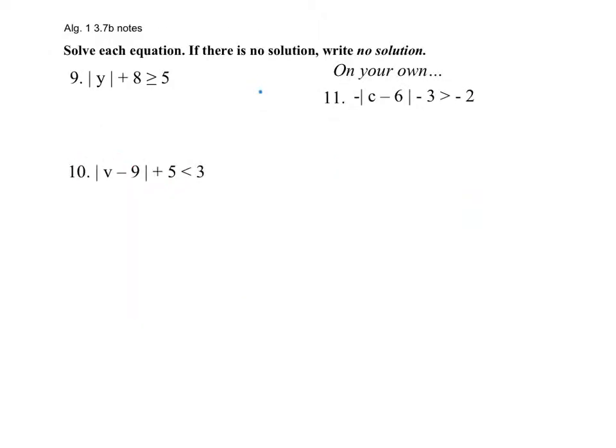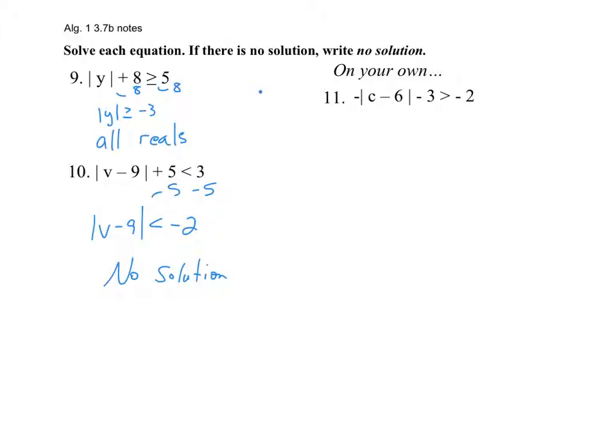Okay, first of all on number 9 I need to subtract 8 from both sides. When I do that I end up with the absolute value of y greater than or equal to negative 3. Folks, if you remember that from your first slide, that's a situation where we have all real numbers. Okay, so for number 10, we're going to subtract 5 from each side, and we have the absolute value of v minus 9 less than negative 2. Well, folks, that can't happen. That's a no solution.